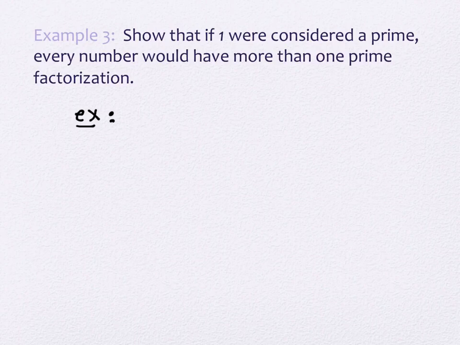Don't think too hard. 6 will work. We can go with 6. 6 is composite, right? Why is it composite? Do you remember what our definition for composite was? It has more than 2 distinct positive divisors. Yeah, this has more than 2 positive divisors, right?